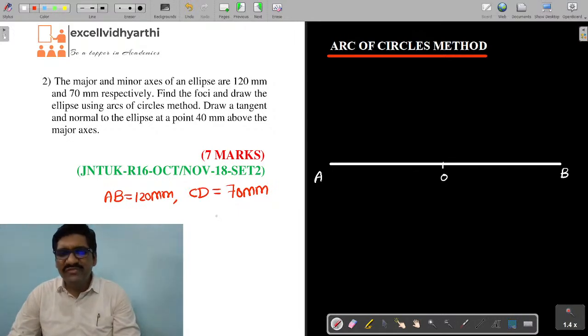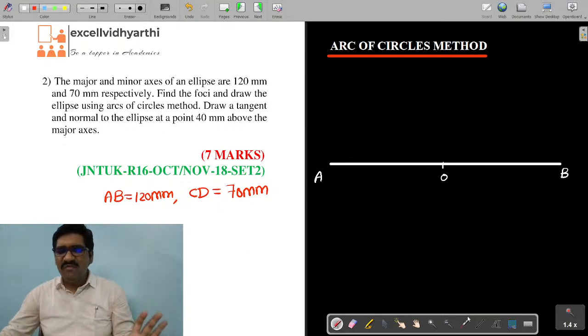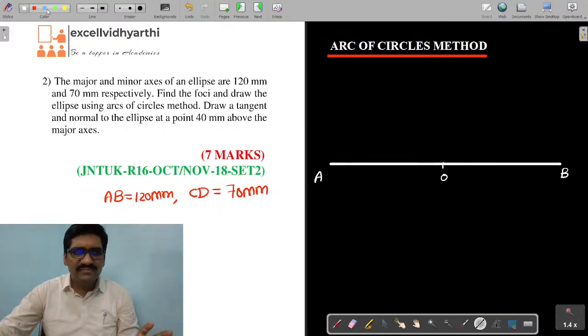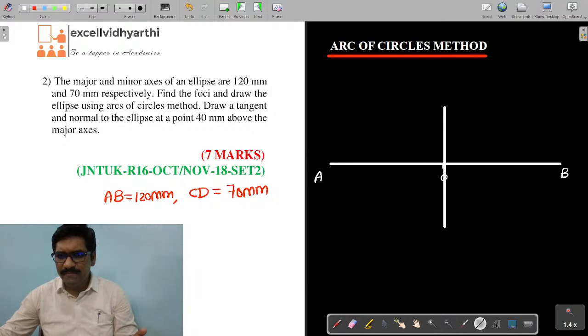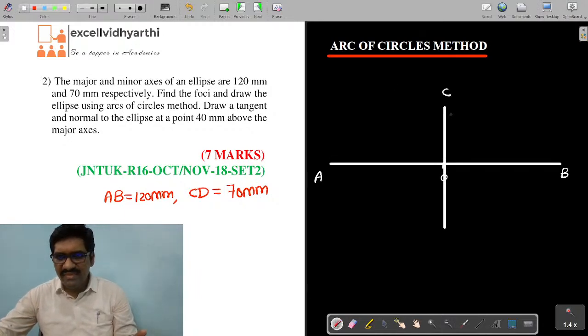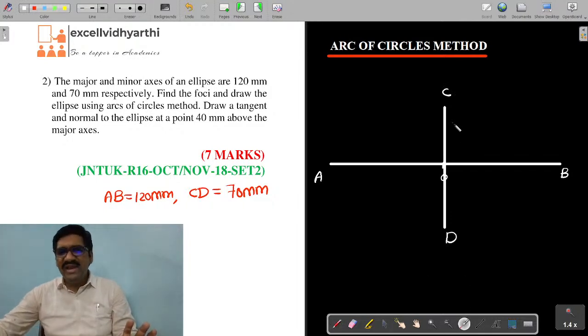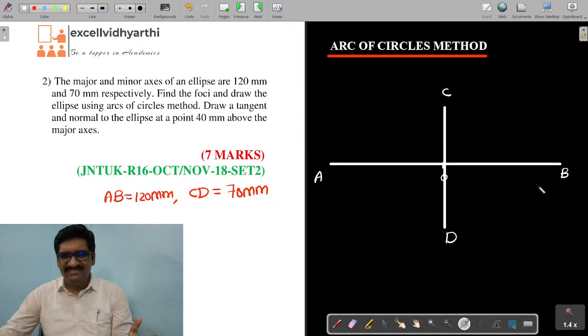Now I have a question for you. If the minor axis is given, how can we bring out the fixed points? First of all, mark the minor axis, all of you. I am marking the minor axis here. Sometimes things happen like that, no need to worry. So this is the point C, all of you. This is the point D. CD. What is the value of CD? 70. What is the value of AB? 120. Now we have a property.